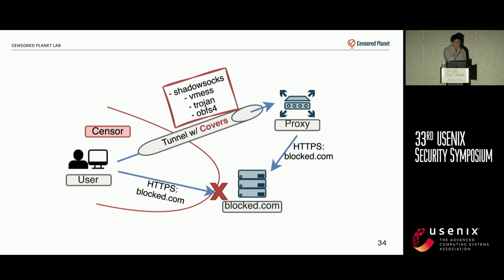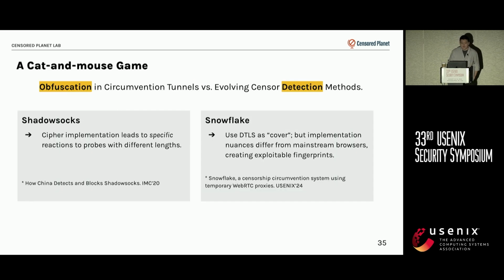The most important point here is that the tunnel itself must be obfuscated, because censors are always motivated to detect and block such circumvention efforts. Over the years, the circumvention community has come up with different obfuscation techniques, like Shadowsocks and Trojan, that provide the necessary cover for this tunnel. This leads to an ongoing conflict lasting over a decade now that some might call a cat and mouse game. On one side, you have circumvention systems implementing different obfuscation covers. And on the other, censors constantly find new ways to detect them.